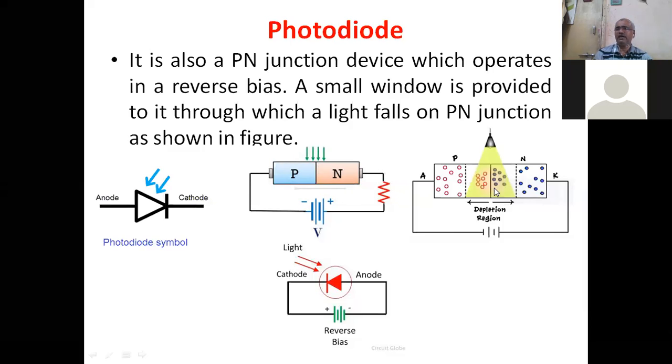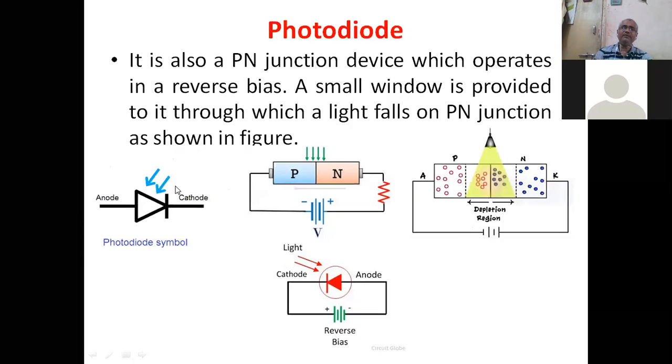So this diagram is modified here. This is the P region, this is the N region, and this is the depletion region. On this depletion region there is a window provided to the PN junction so that light can fall on it. So this is the symbol of the photodiode. The symbol is similar to the ordinary diode, with an anode and cathode. Only there are two arrows on the top of this symbol, and they indicate the fall of light.